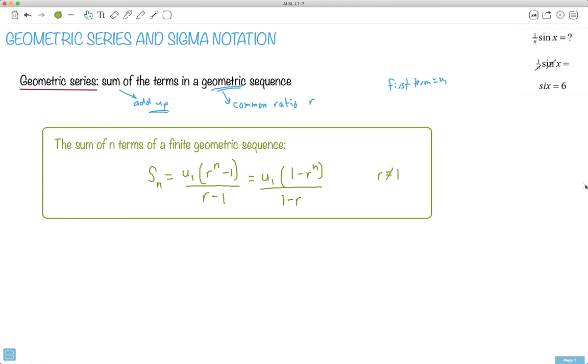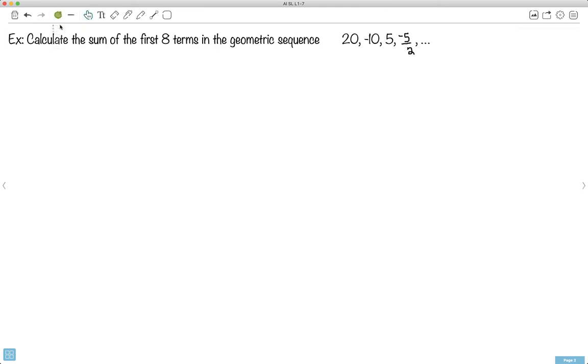Let's actually put it into practice with an example. Here we want the sum of the first 8 terms in this geometric sequence. It goes 20, minus 10, 5, minus 5 over 2, and so on. Now, if you wanted to write the list as one whole list, we could. Do you notice the pattern, by the way? I'm just going to write them all out because I'm going to keep going. 5, 5 halves. Now there's a negative, of course. Can we keep going? You see the pattern. The pattern is to divide by 2, but change the sign.